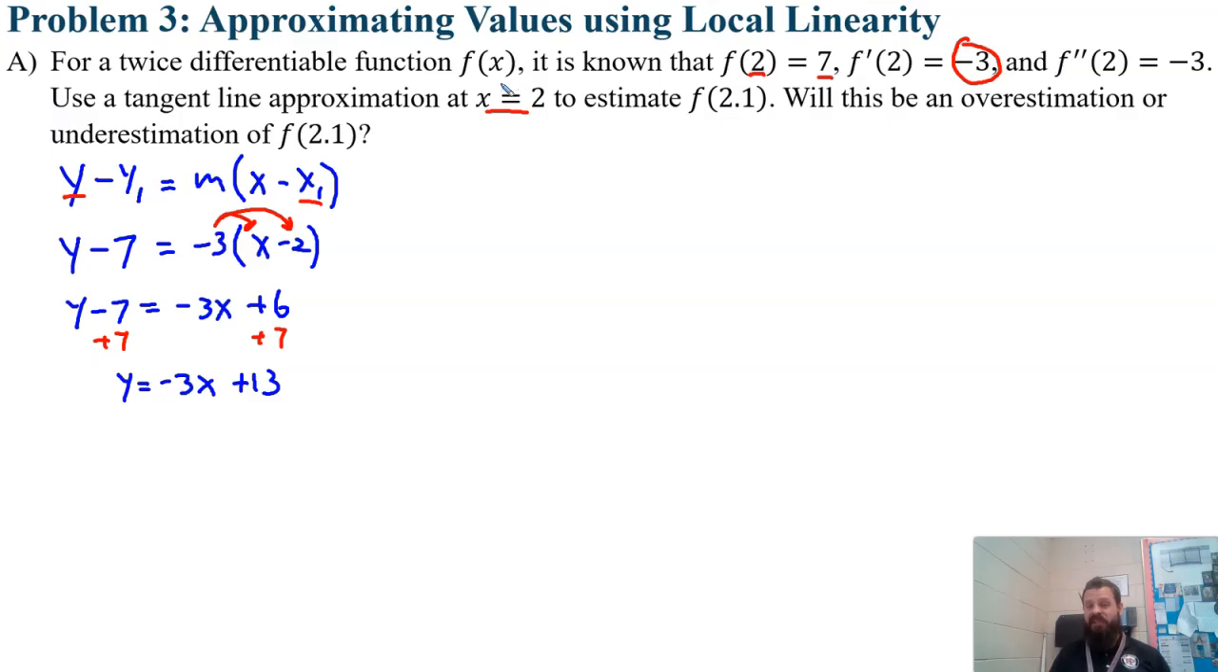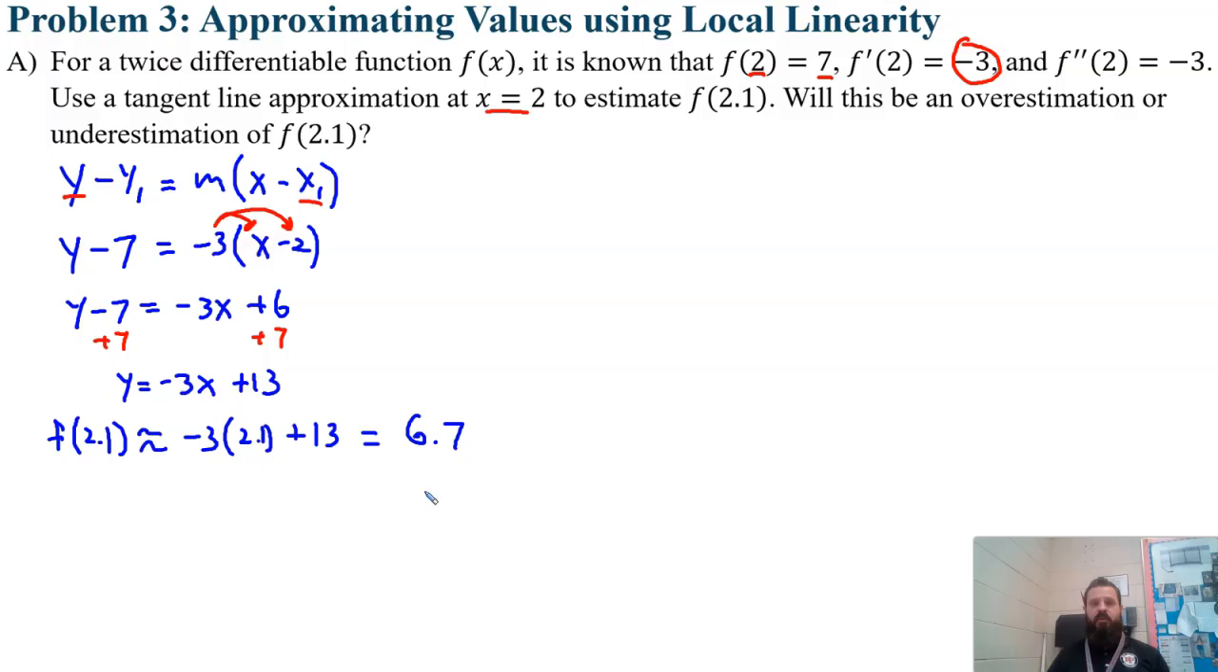Okay, maybe this is a function that isn't very nice to plug values into, or maybe it's not an equation of a function at all. Maybe we just have some points in the form of a table or a picture of it or something like that. So we can find f of 2.1 and say that's approximately equal to negative 3 times 2.1 plus 13. Okay, so in other words, negative 6.3 plus 13, that'd be a 6.7. Okay, so f of 2.1 is about 6.7.